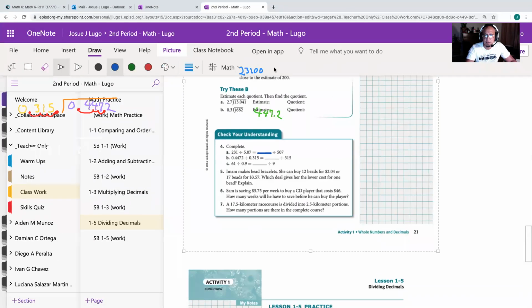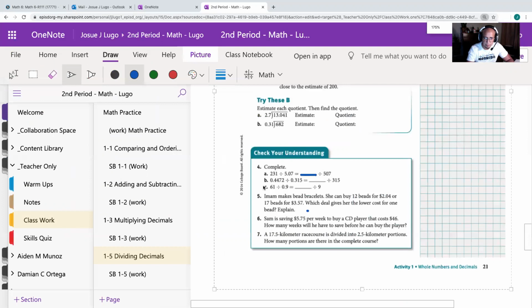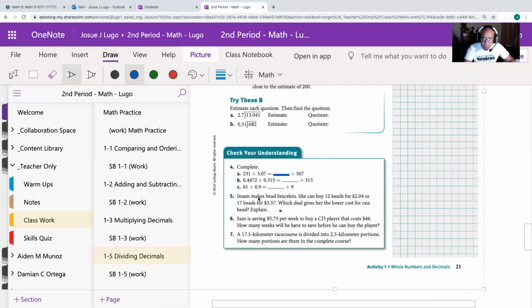Let me clear everything. Okay, number 5, and let us zoom in just a little bit. It reads, Em makes bead bracelets. She can buy 12 beads for $2.04 or 17 beads for $3.57. Which deal gives her the lower cost for one bead? Explain. Let's see the important information.